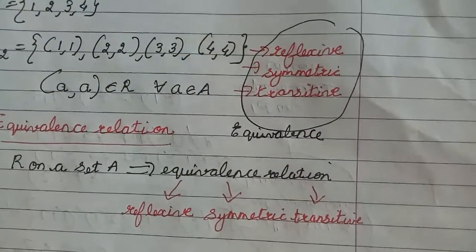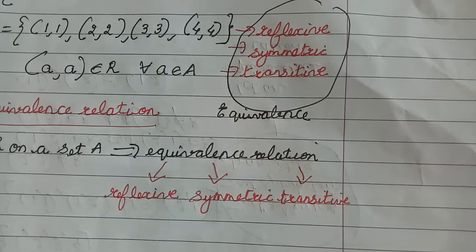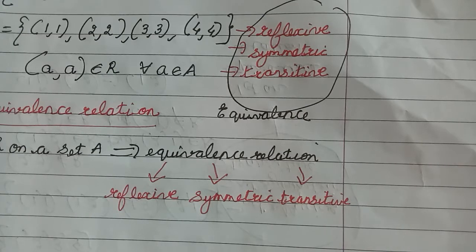Is that clear, children? So in today's class we have studied what a relation is, what the trivial relations are, and what the different types of relation are: reflexive relation, symmetric, transitive, and then the equivalence relation. I hope, children, you have understood what I have taught.